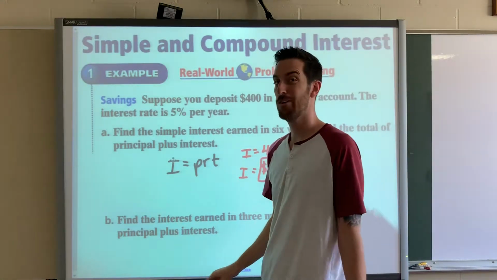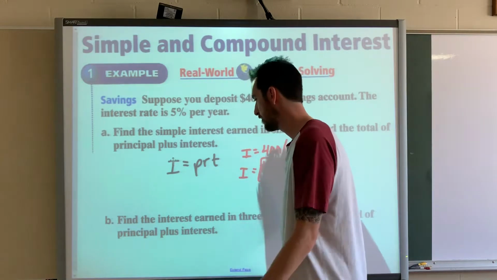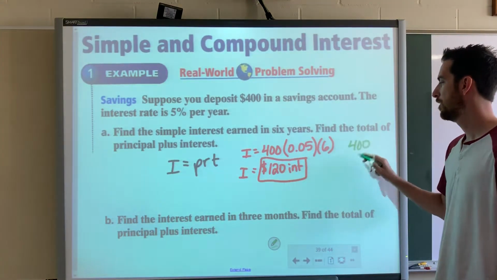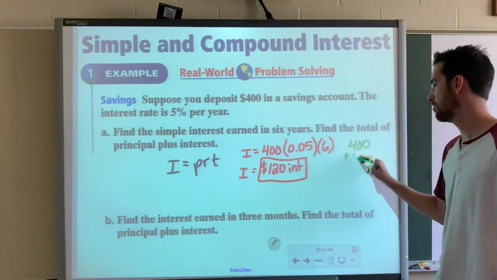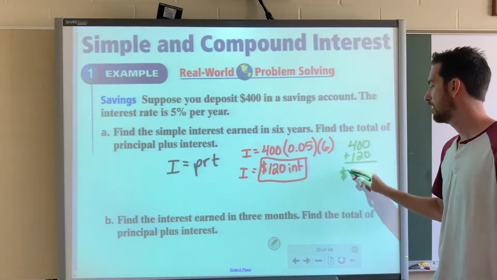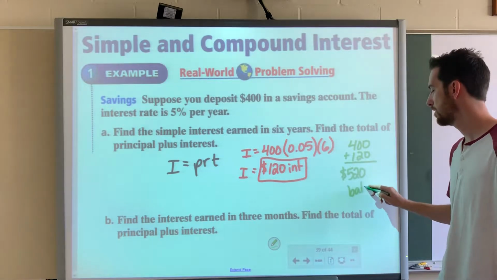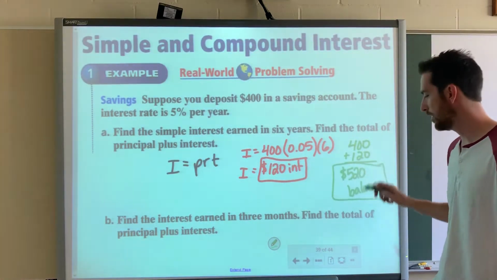They also want to know, what is the principal plus interest? We're going to call this our balance. So we put in $400. They're giving us $120 in interest. How sweet of them. So we just add them together, and our balance is $520. Sweet.